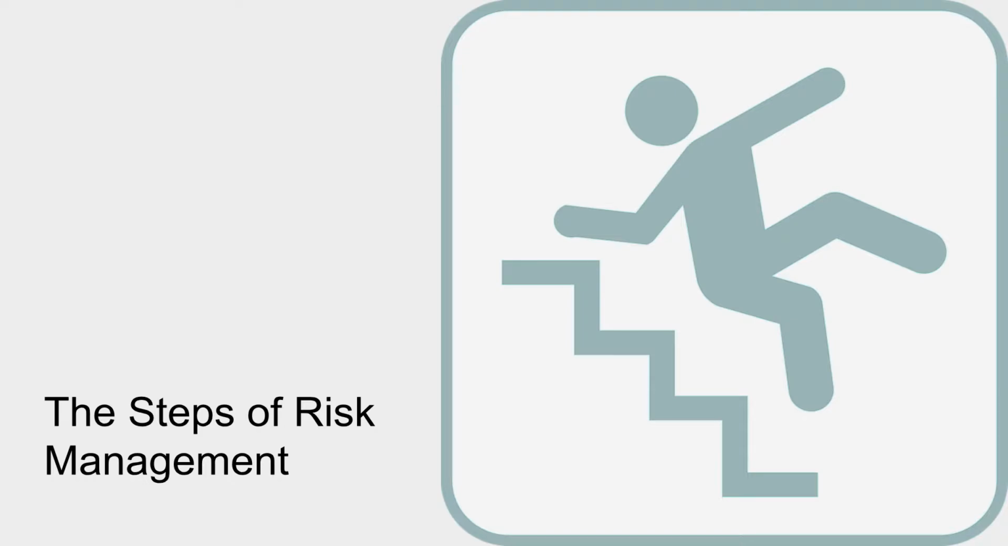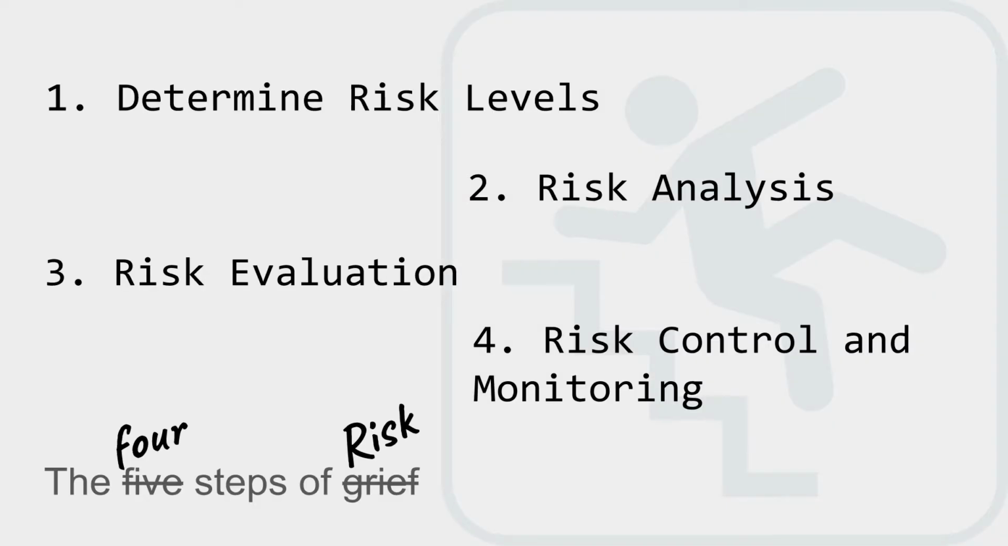So let's walk through the steps of risk management. There are 4 that I'm going to cover today, 3 of which I'm going to cover in detail using Greenlight. So the first is to determine your risk levels. Risk levels refer to that risk matrix, and I'll show you what that looks like. The second is risk analysis. The third is risk evaluation. And fourth, which I'm not going to talk about much, is the risk control and monitoring.